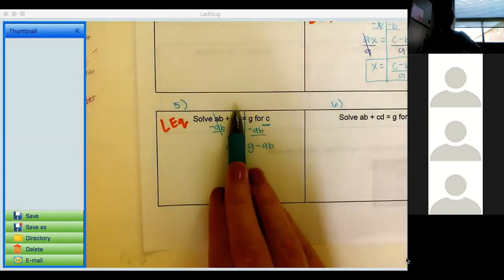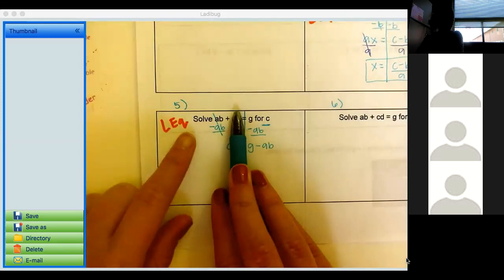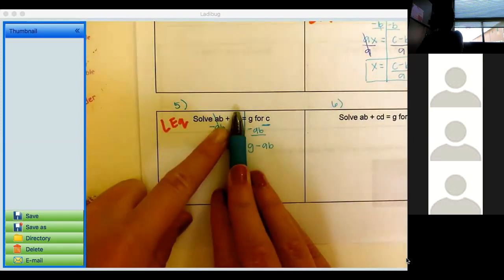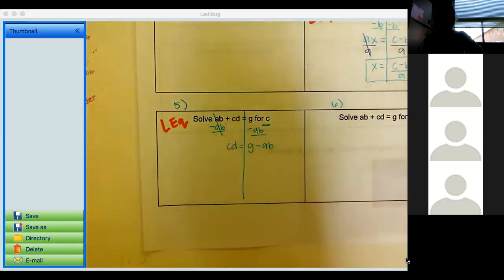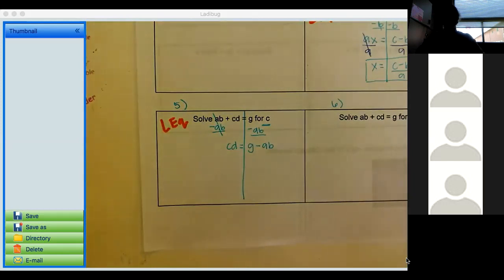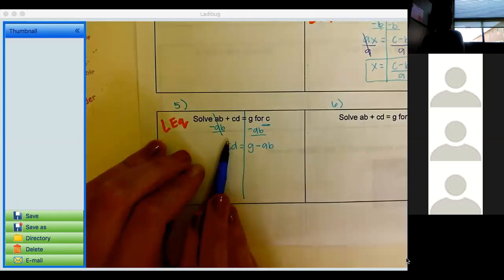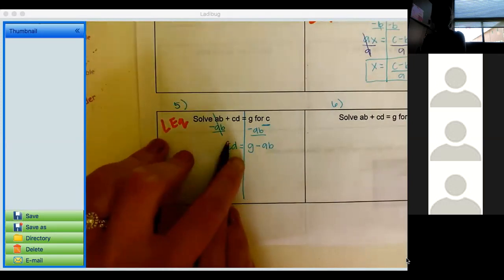So I covered C. Whatever's not with it, you move to the other side. So the AB, see how it's not touching it? That's what we got to move. Okay? All right, now what are we solving for? C. So guys, when we cover C, what needs to be moved? The D. So how do I get rid of this D that's touching the C?